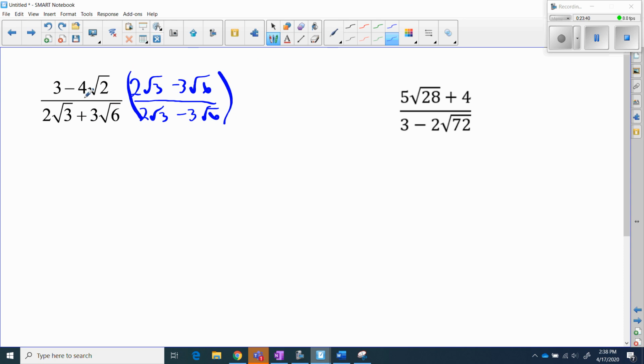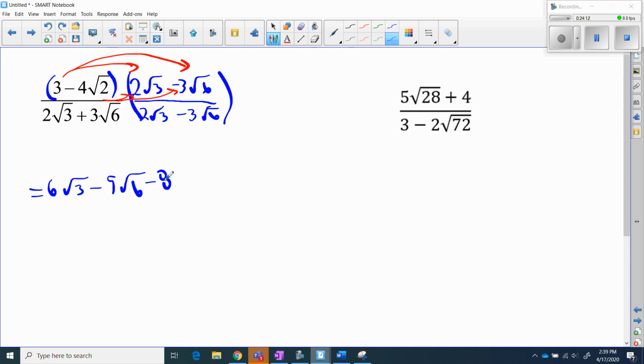Now the difference is I've got a binomial up here. Well, remember, even though there's no brackets around it, there's understood to be brackets around it. So when you go to expand this out, you're going to have to go this times this, this times this. Same thing down here. Here we go. 3 times 2 root 3. 6 radical 3. 3 multiplied by this. Negative 9 radical 6.